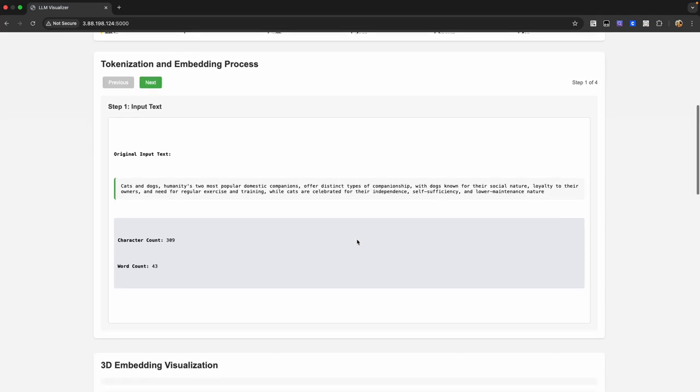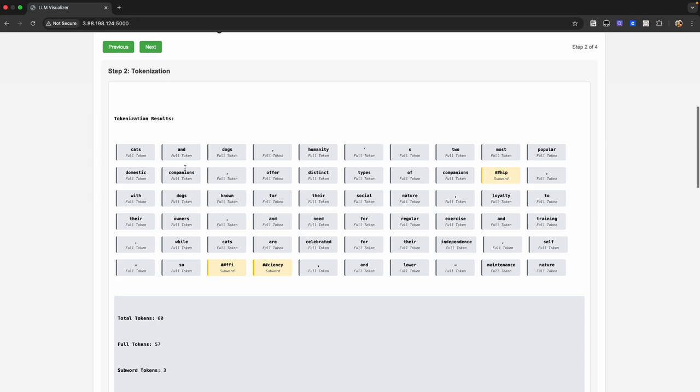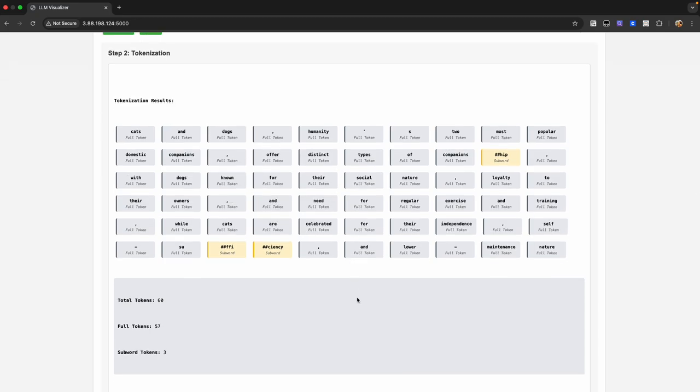What we're going to do is input a text. If you click on next, it will show the tokenization results. All these words, cats and dogs, humanity, two most popular domestic companions, are there in the statement. You can see some highlighted words. What are these? These are called subwords.